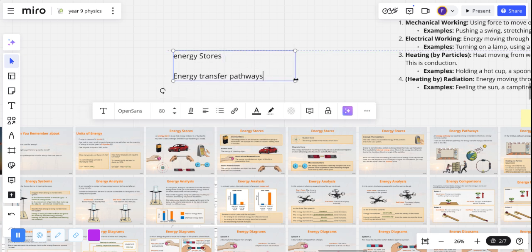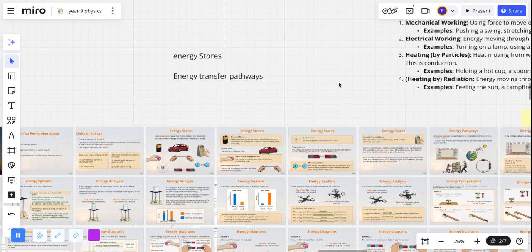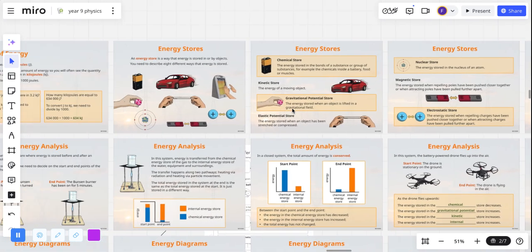Energy transfer pathways. These are two completely separate things. One is what have I got, and that's your energy stores. And the second one is how do I change it from what I've got here to that? It is the path it takes to change. All right, so energy stores we've done.